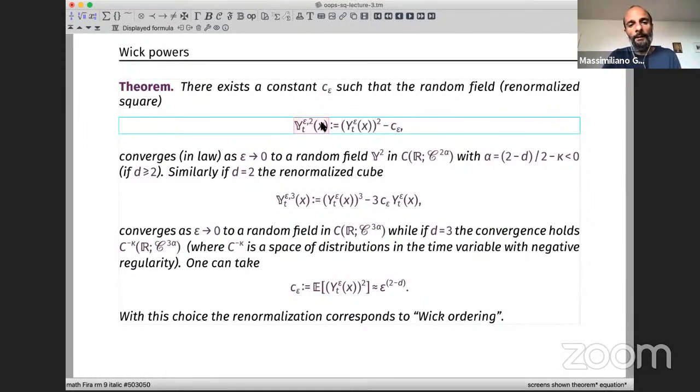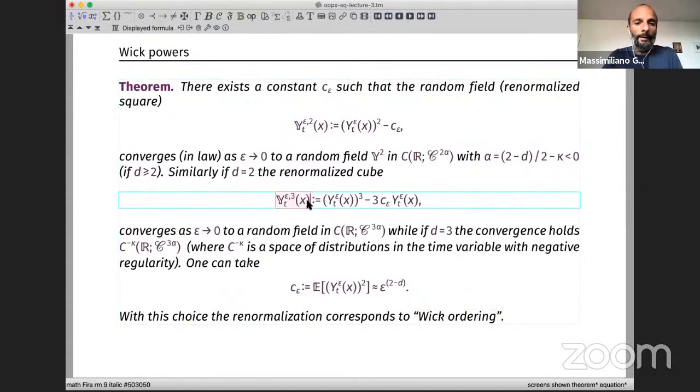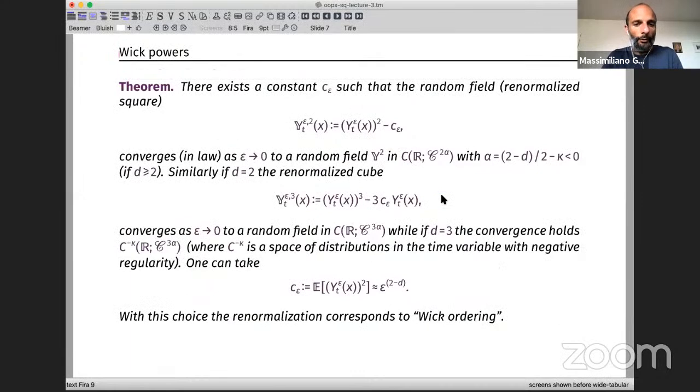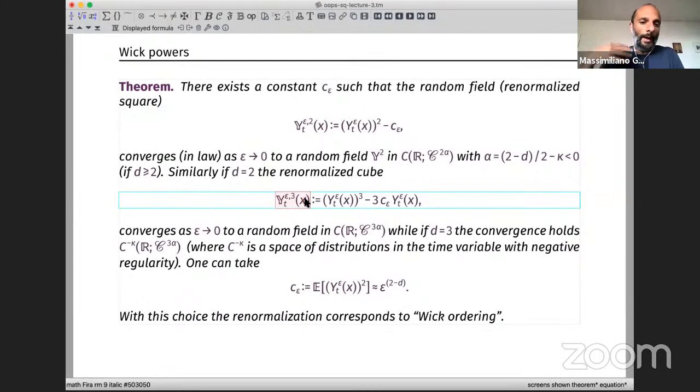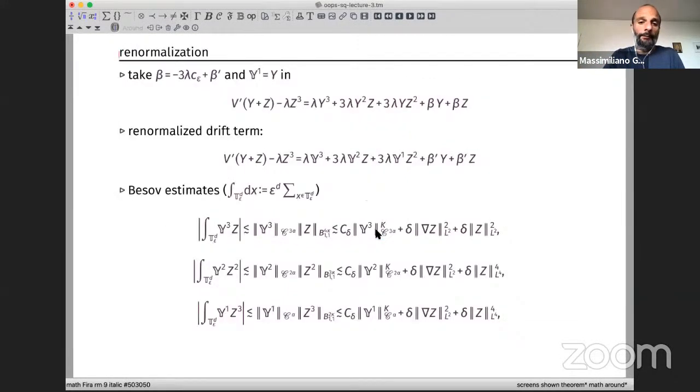You can make the choice to say I want this to be centered, and then this defines the Wick ordered square. And for the cube, you have a similar way to provide this normalization in an intrinsic way by saying this has to be orthogonal to lower order chaoses. But okay, I don't want to enter into this point. Just to say that you can choose the constant so that these two objects converge, and what is important for me analytically is that these objects are uniformly controlled in some probabilistic way in an analytic space of this kind. So you have to think that you can compute at a given time, dependence on time is continuous, but dependence on space is only in these Besov spaces of negative regularity.